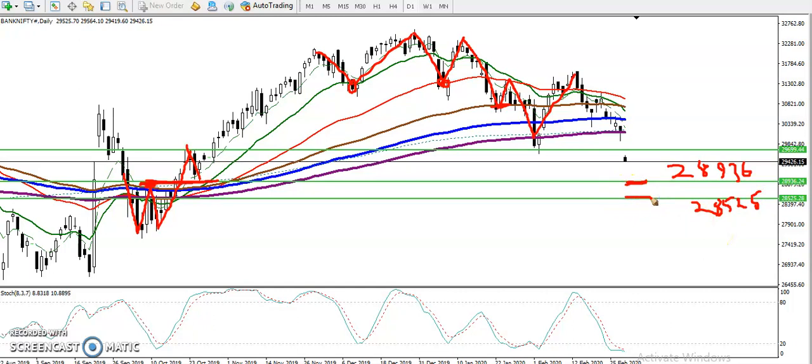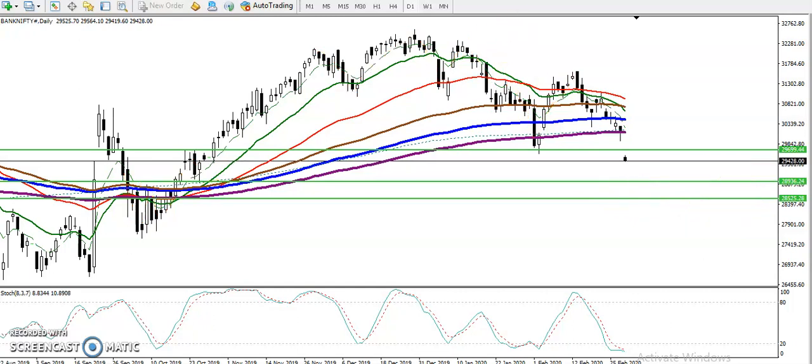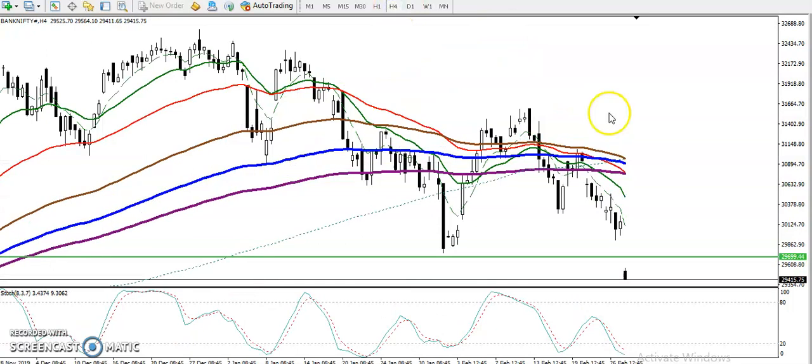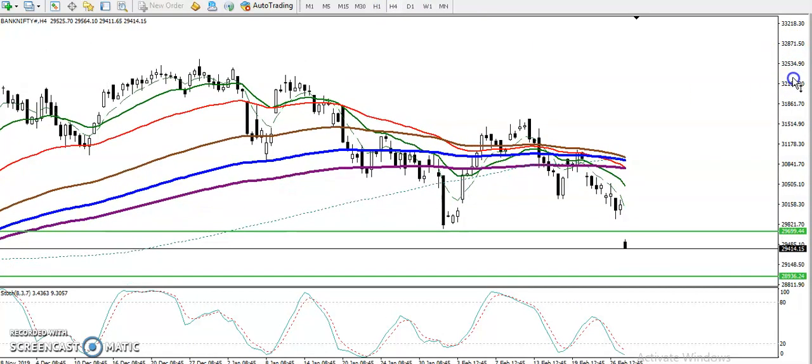So today you can see we are looking for short only, because they are trying to create a new lower low, and in this lower low we have seen this is a supporting line. Alright, so now let me show you in the H4 chart how they are behaving. Now I can see in the H4 chart they are running in a downtrend, alright, and creating a lower low.